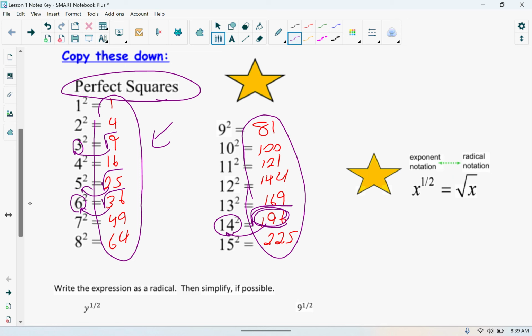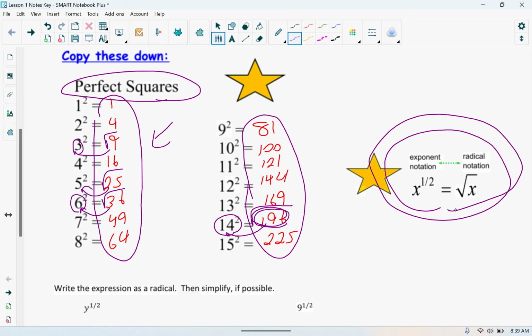Something else I want to talk about is this notation. We've talked about this before, but I want to bring it up again. Anytime you have this number on top, that's your exponent. And anytime you have this number on bottom, that's your root. And remember, for 2, we don't put a 2 there, but it means square root. So whenever you see the exponent 1/2, anything to the 1/2 power, it's just talking about a square root.